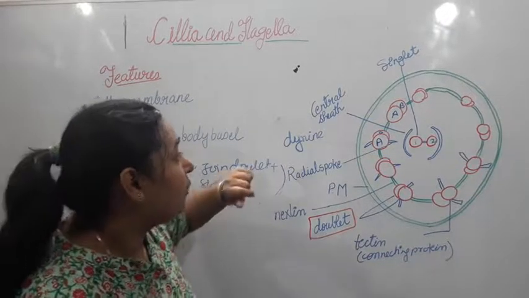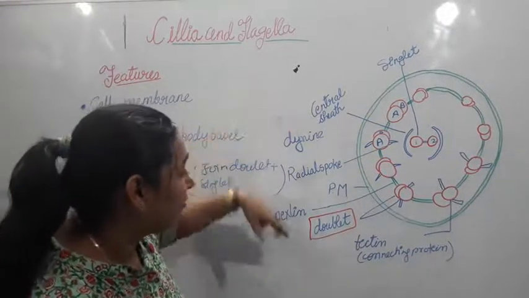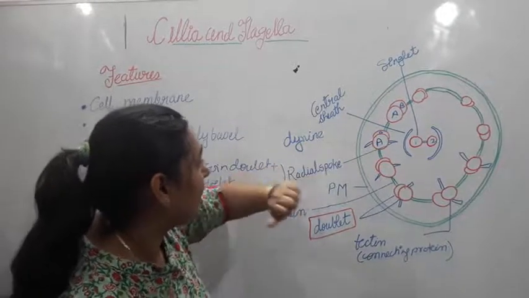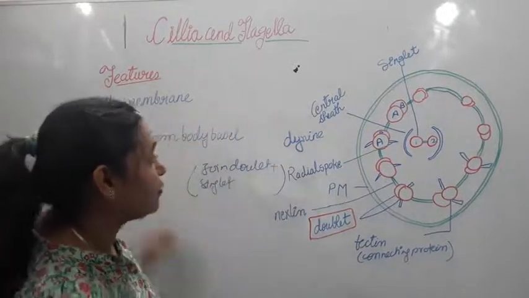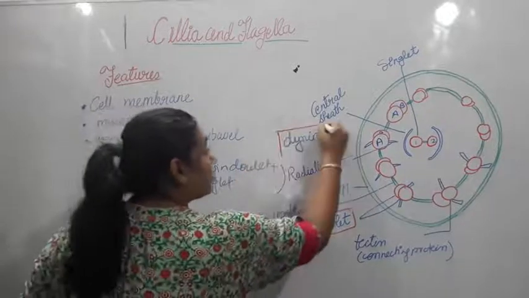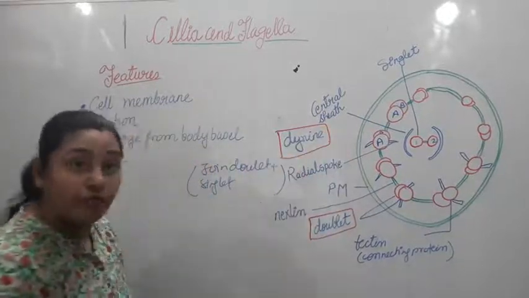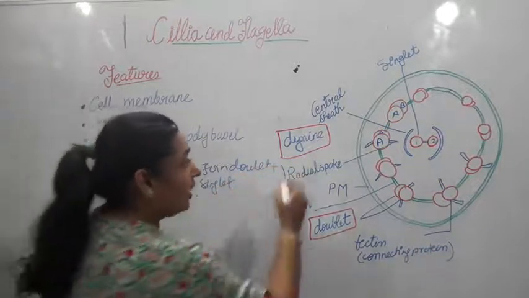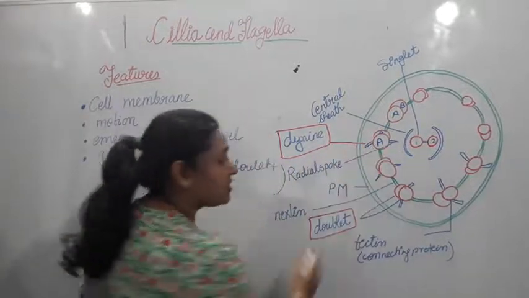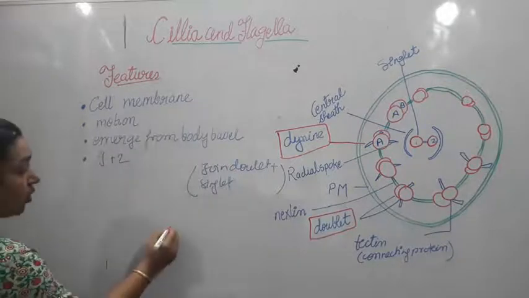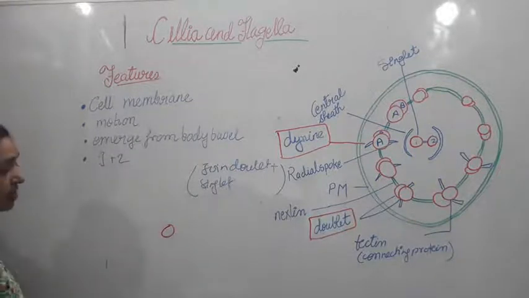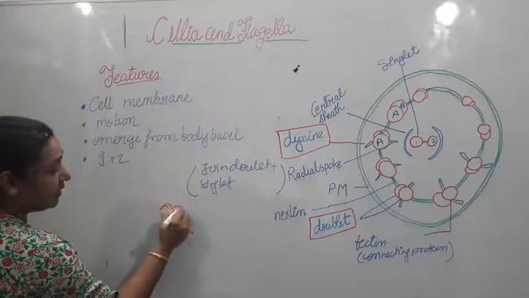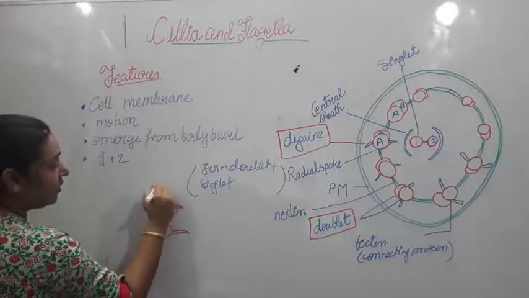Now next we have seen tektin, doublet, nexin, PM, radial spoke, singlet, and now we have to see dynein. Actually, the work of movement starts from the dynein only. Suppose this is the dynein, okay. On this is a doublet, for imagination, and this is the dynein, right. Now this is another doublet, this is its dynein, this is another one, and this is its dynein.